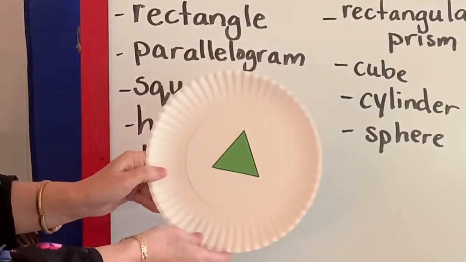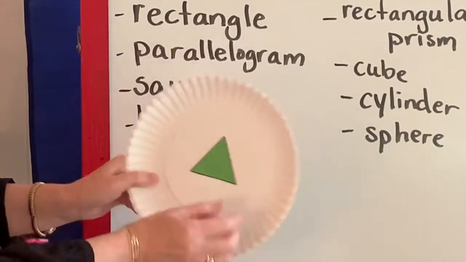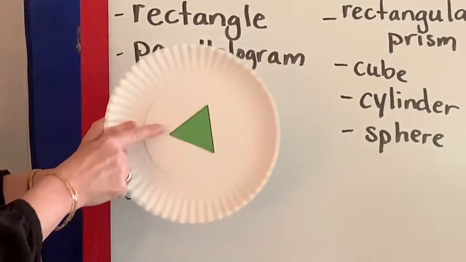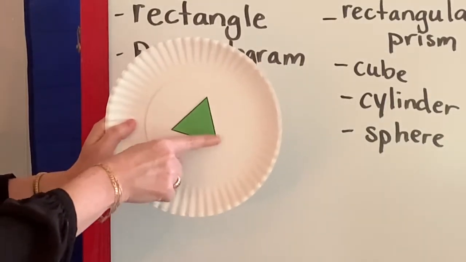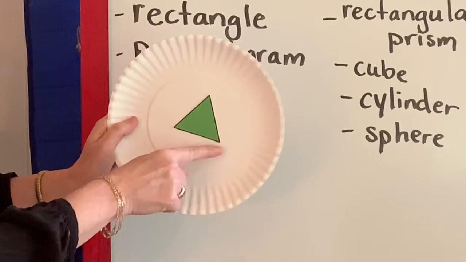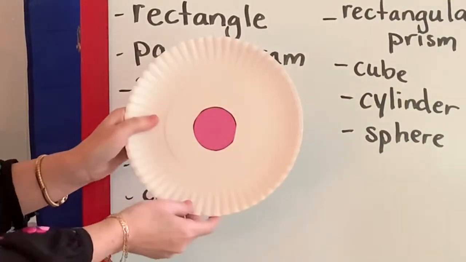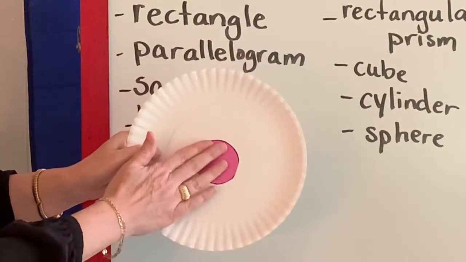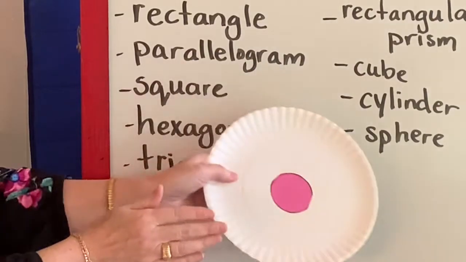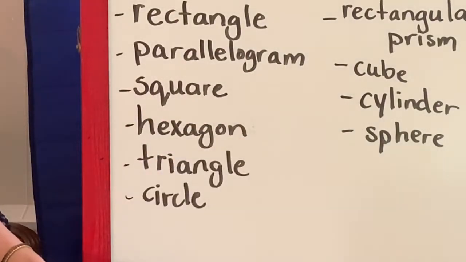We know the good old triangle. Sometimes triangles can be skinny and long, but as long as a triangle has 3 sides and 3 vertices, then we would call that a triangle. And then we have the circle, and the circle is just your flat shape. Don't get that confused with your sphere.